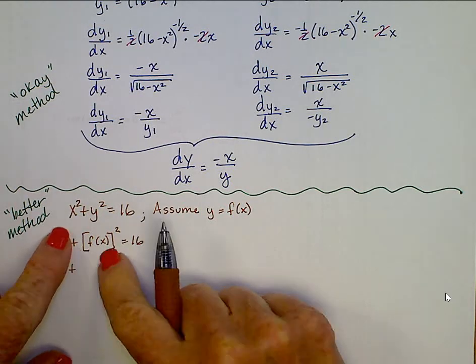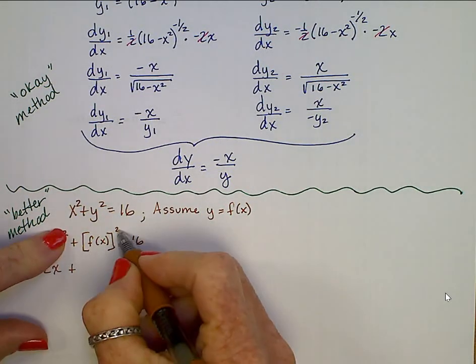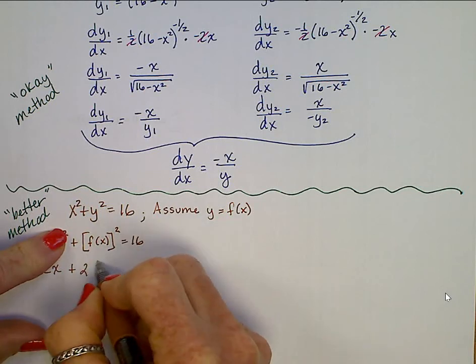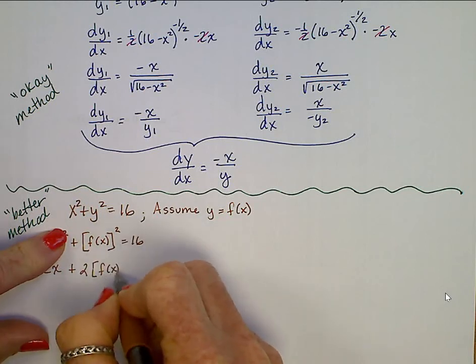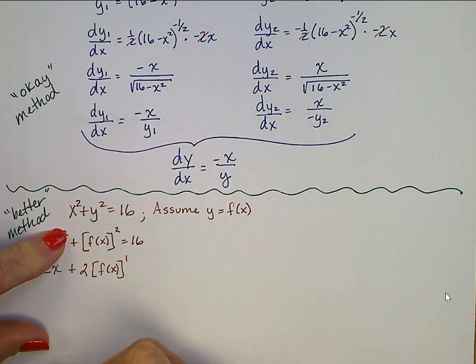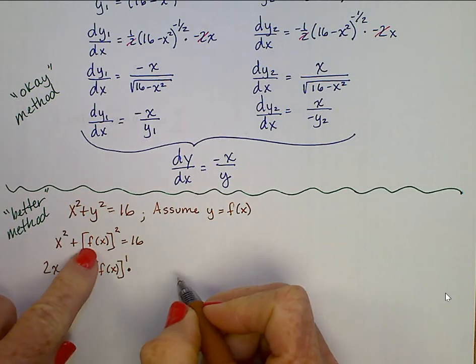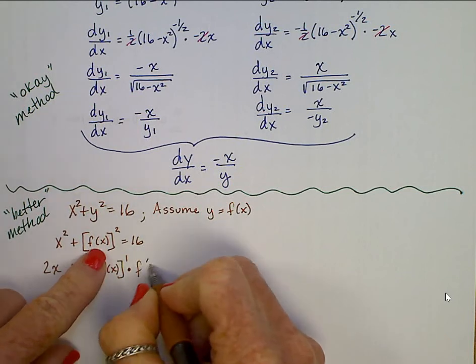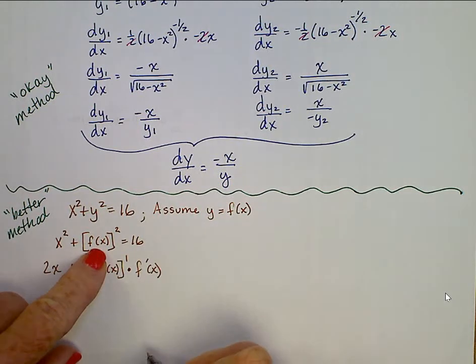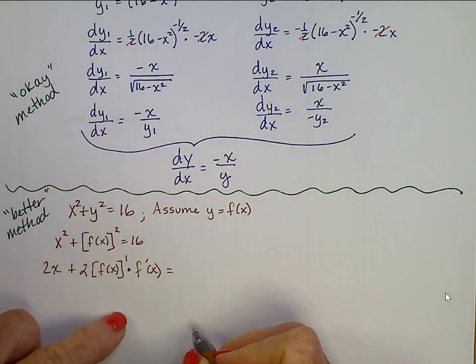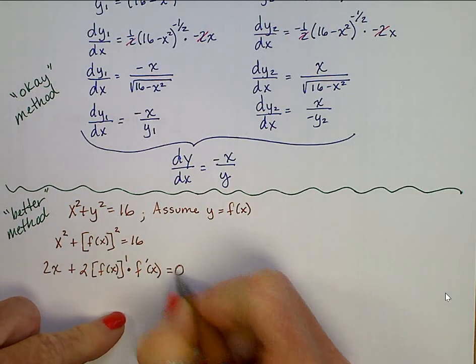So when we do the derivative here, this outsidemost function is the squared, so we do that. 2, leave the inside alone to the first, times, now the derivative of the inside, f prime of x, equals, and on the right side, the derivative of 16 is 0.